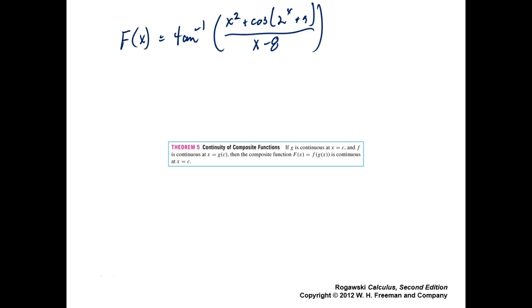Division is also an acceptable operation, and the denominator is a polynomial function, but you're restricted because it is a division. This cannot be 0. So this is good everywhere except x equals 8. Okay? That you can't have. You can have any value here, any value here, any value here, any value there, and any value there.